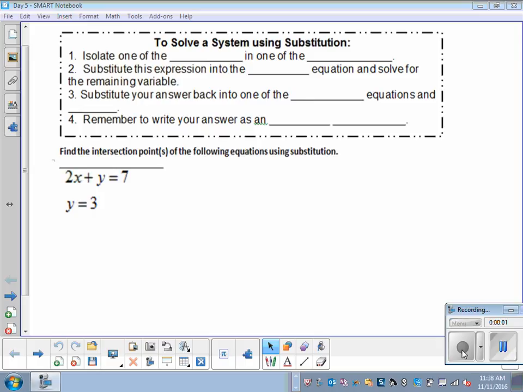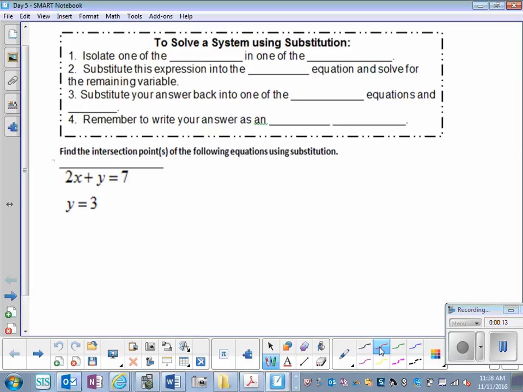Solving systems using substitution. So let's go through the steps very quickly. The first step is always to isolate one of the variables in one of the equations.